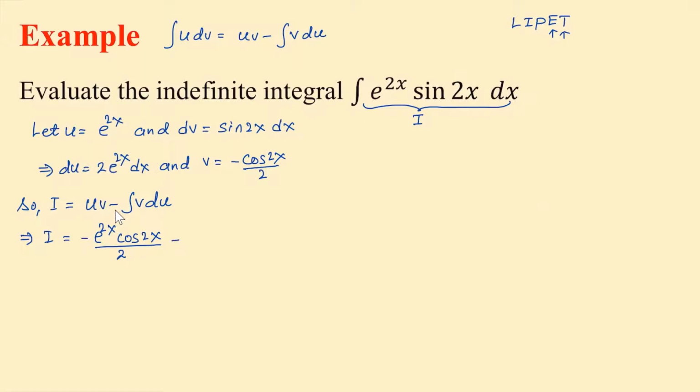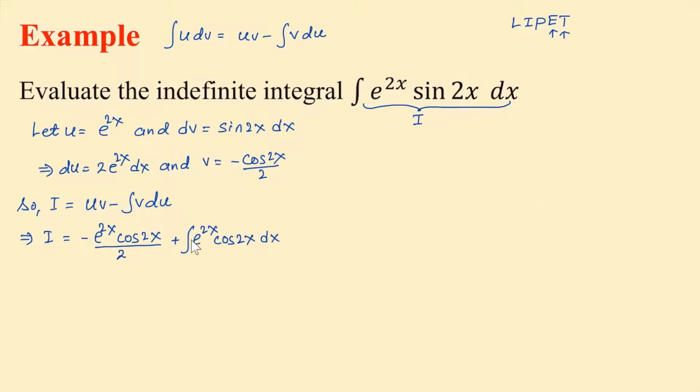Integration of v du. So we are going to multiply these two. If we multiply these two, the result will be negative. Here is also negative, so it will be positive. Then if I multiply these two, 2 in the denominator and 2 in the numerator cancels. I'll have e to the 2x cosine 2x dx. So integration of e to the 2x cosine 2x dx.